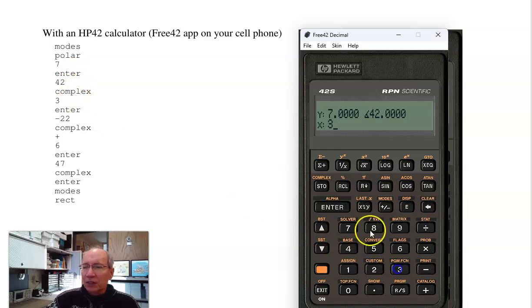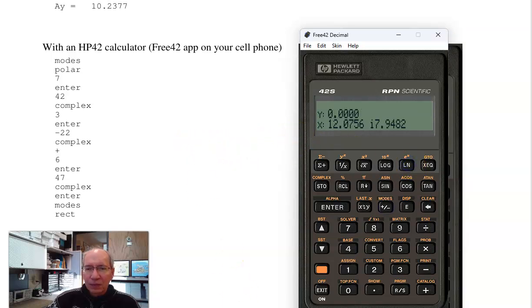The second vector, 3, enter negative 22. Now I can add these. What the HP is really doing is it adds the x component, adds the y component, and when you do that, what you wind up with is 8.7 at 24 degrees in polar. The third vector, 6, enter 47, complex, add. So there's my answer in polar coordinates, or mode rectangular, and got a different answer.